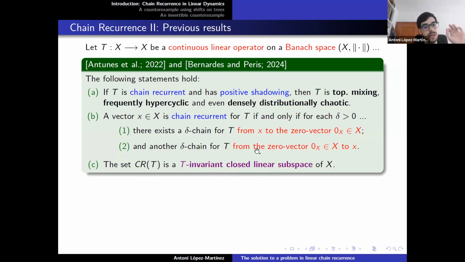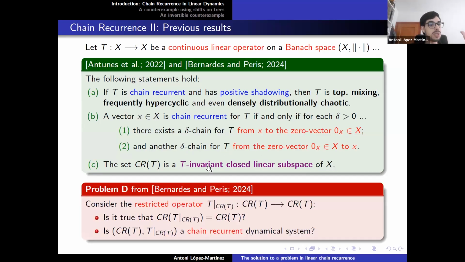So once we have an invariant subspace, we can consider the restriction. This is the problem that we wanted to solve in this talk. Bernard and de Saint-Péris in 2024 asked what happens to the restriction of the operator to this subspace of chain recurrent vectors. We have an operator, we restrict it to the set of chain recurrent vectors, and the question is: is it true that this restriction is again a chain recurrent dynamical system?